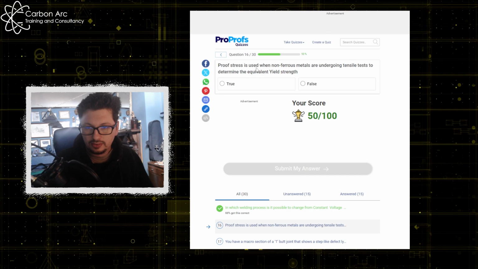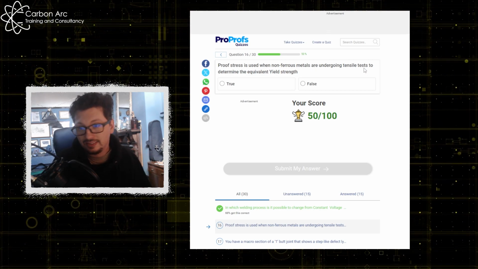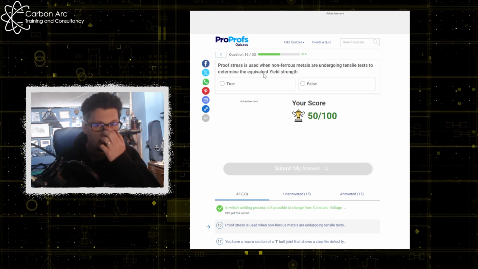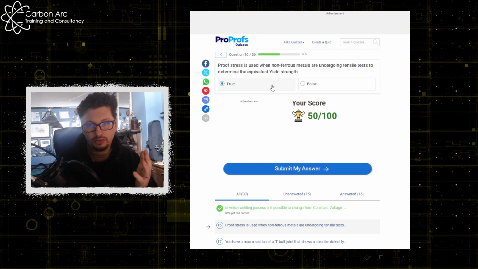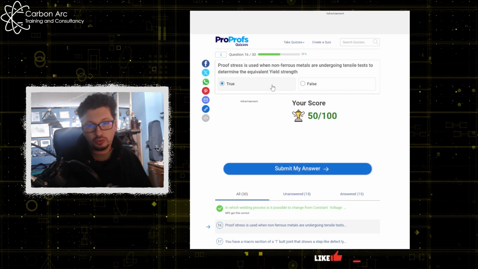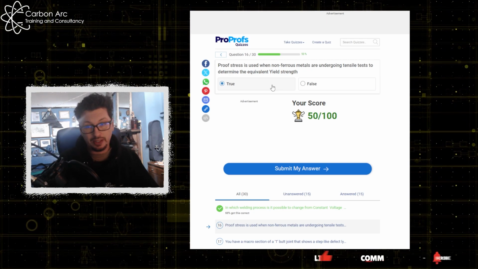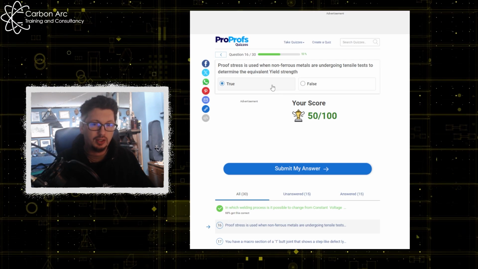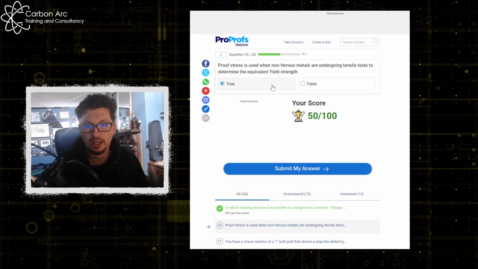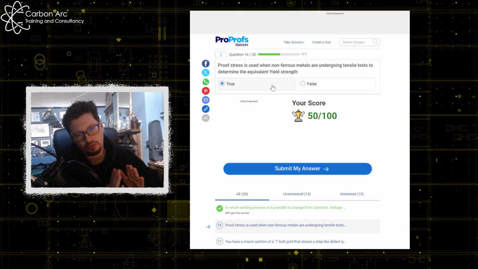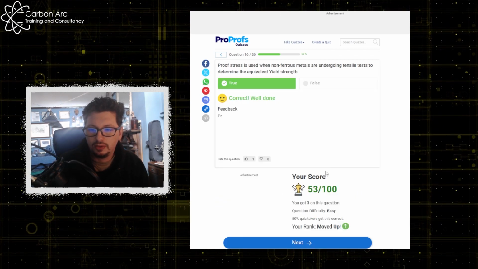Proof stress is used when non-ferrous materials are undergoing tensile tests to determine an equivalent yield strength. That's true. Because there's no defined yield point, we come out a set value on the x-axis, depending on the standard you're using. It could be 0.2 or 0.5 normally. And then you draw a parallel line up with the elastic section of the curve and plot out its yield strength.